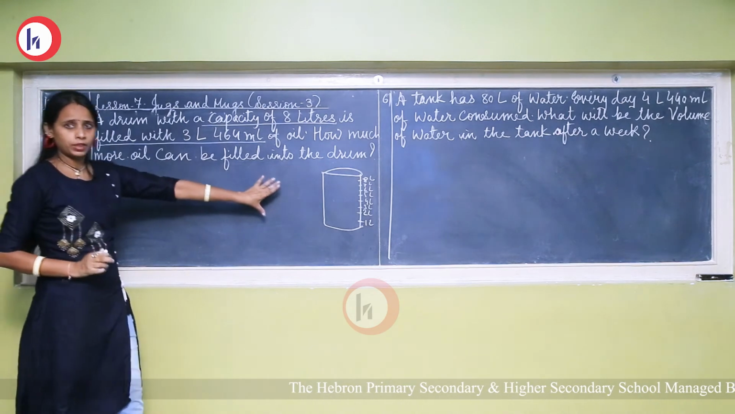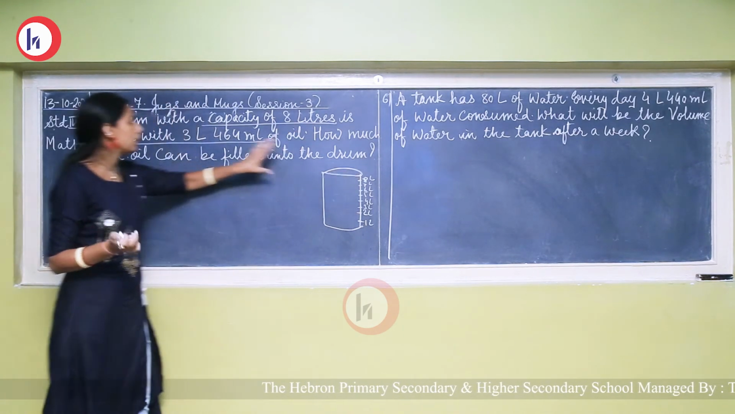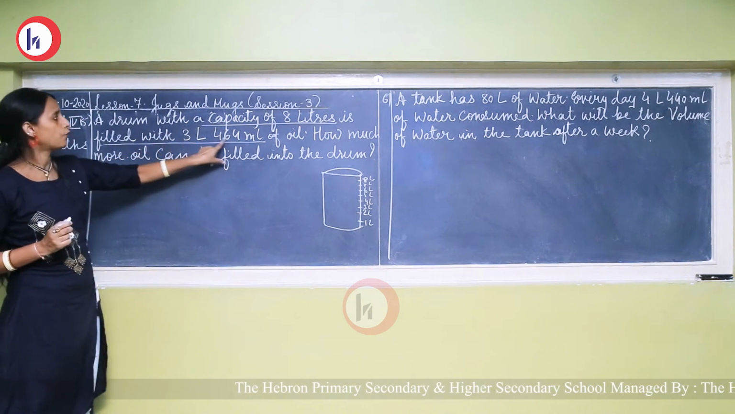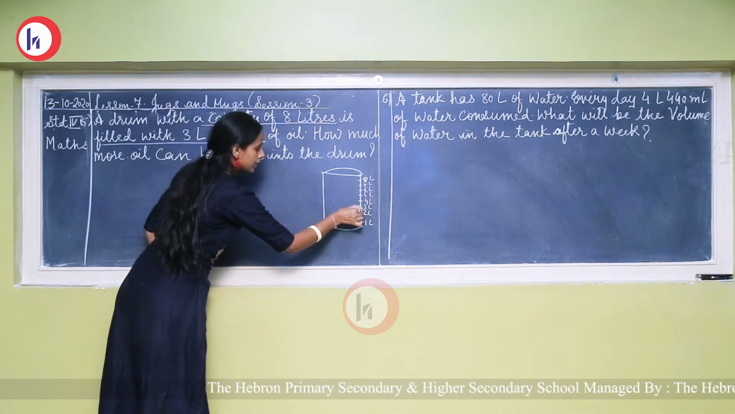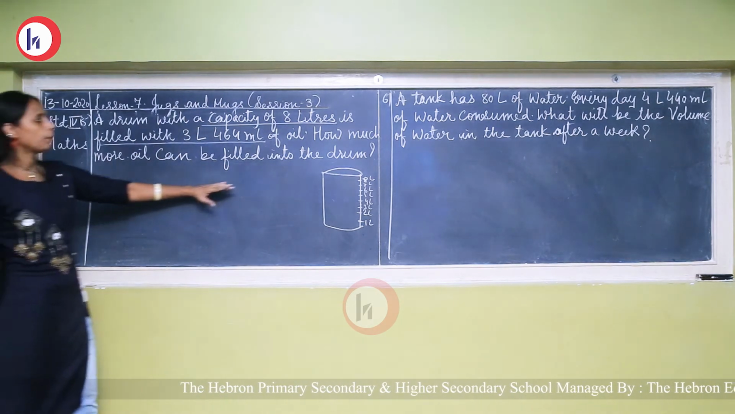What is the meaning of this? It is the capacity, means this much oil can fit in it. But how much oil is filled in the drum? 3 liter 464. It is in here, 3 liter 464. Okay. Now, how much more oil can be filled into the drum?